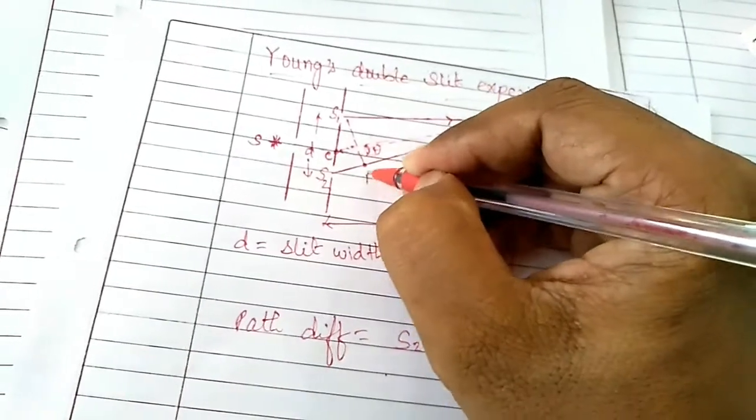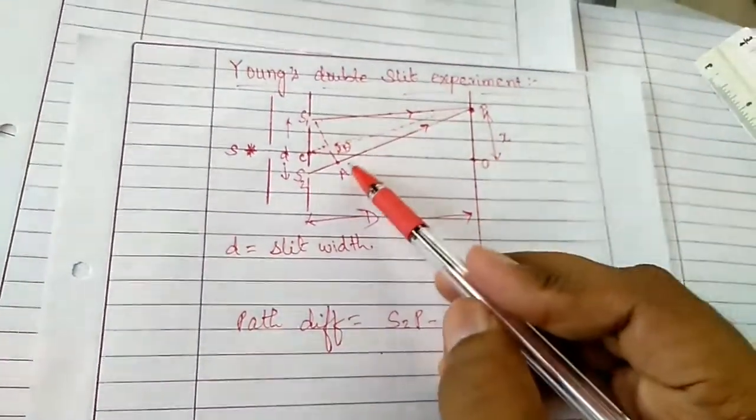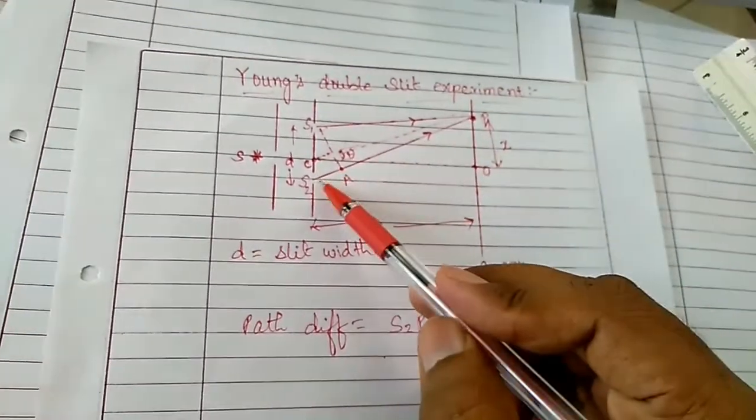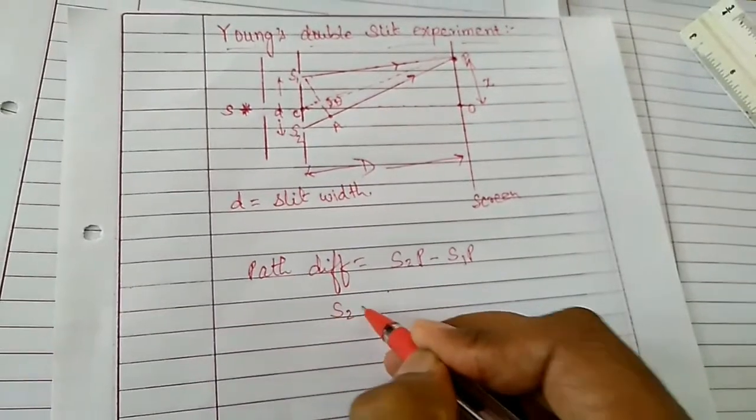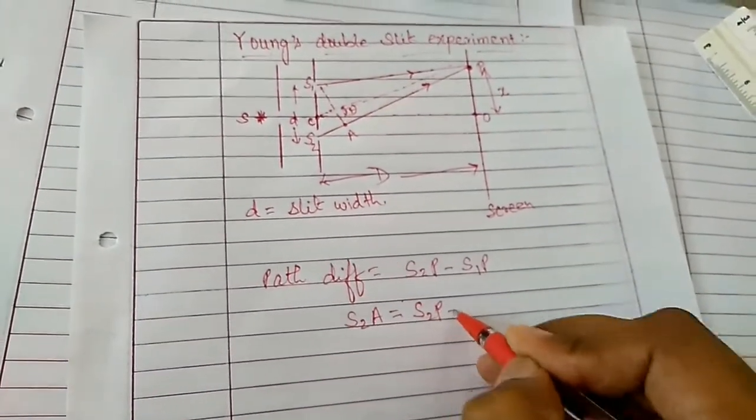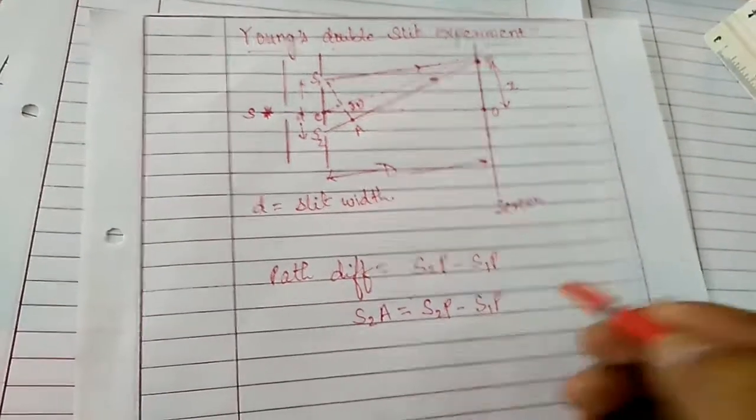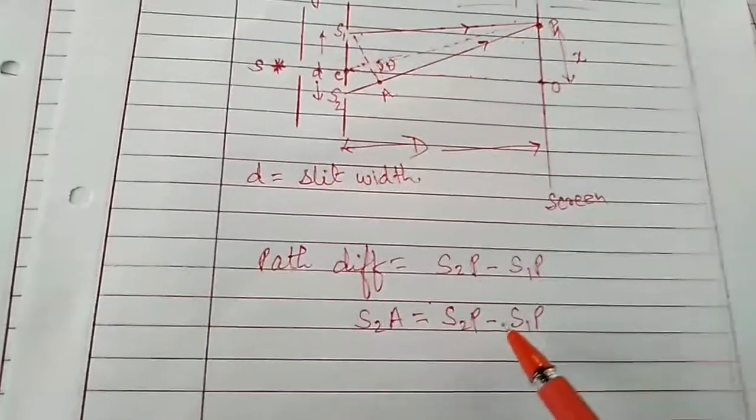Let this point be A. So we can see here S1P is equal to AP. So what is remaining? S2A. This will be the actual path difference, that S2A is equal to S2P minus S1P. This is actually the path difference. Again, see why we are calculating a path difference.